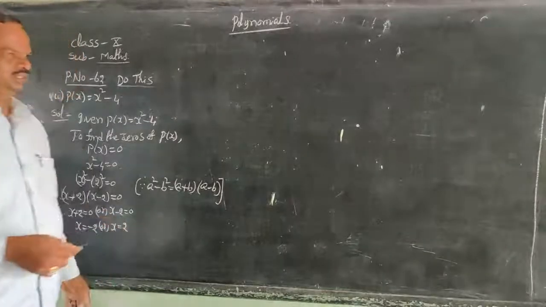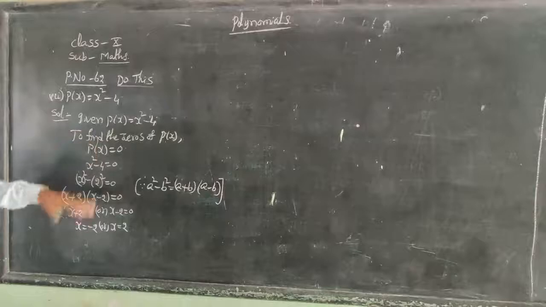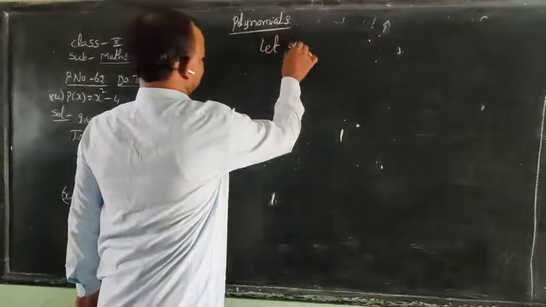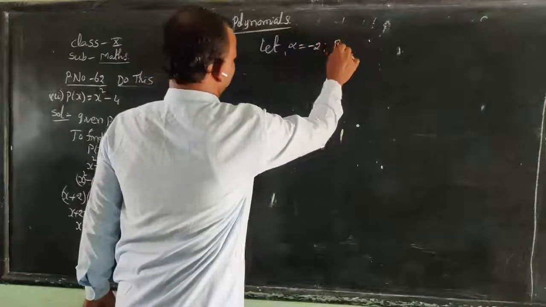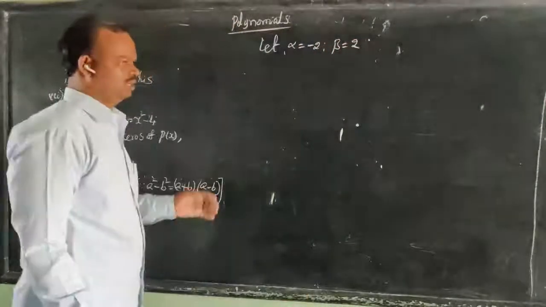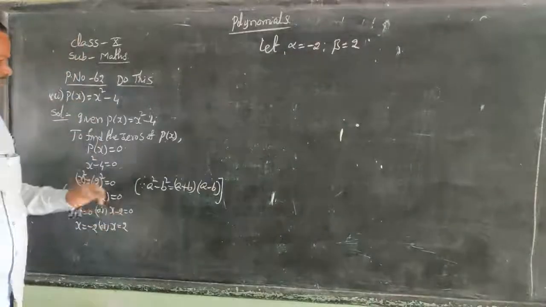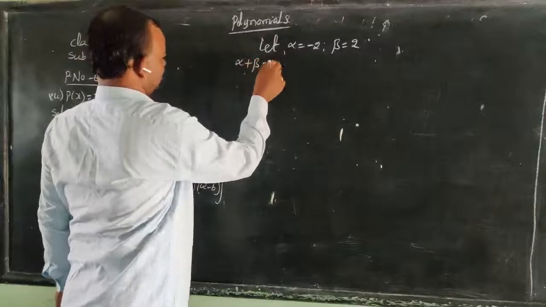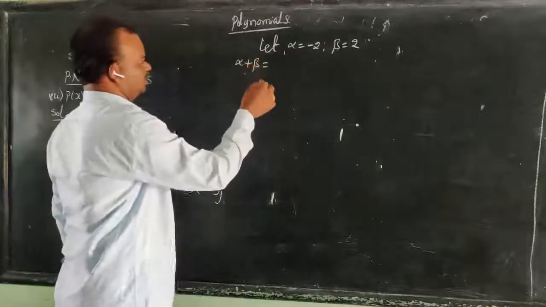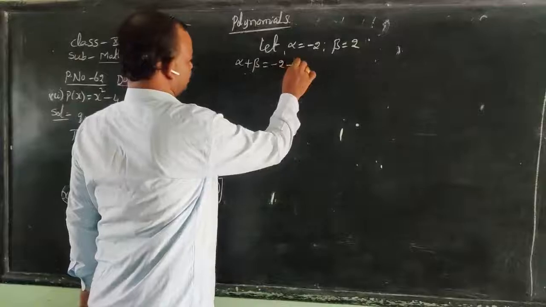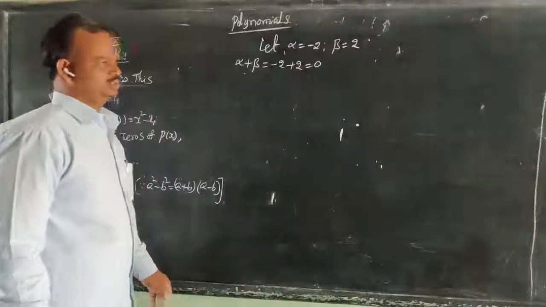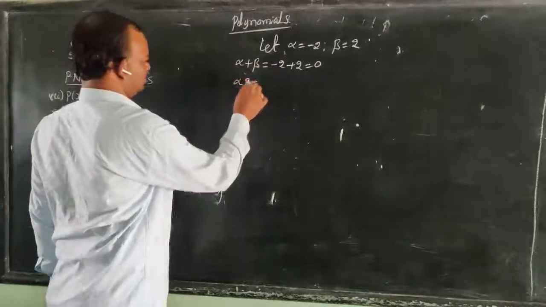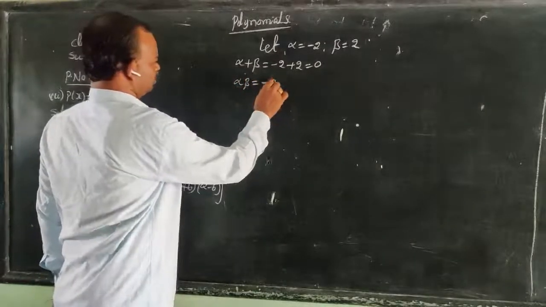These two values are zeros of the polynomial and these values are taken as alpha and beta. Let alpha is equal to minus 2 and beta is equal to 2. Alpha plus beta is equal to minus 2 plus 2. Minus 2 plus 2 is 0. And alpha into beta is equal to minus 2 into 2.